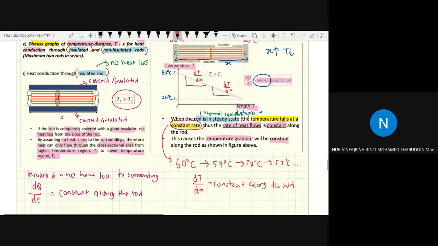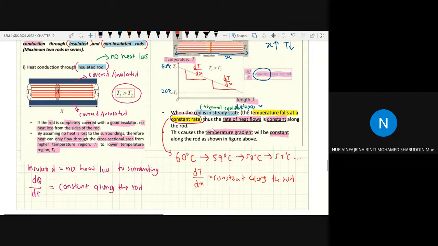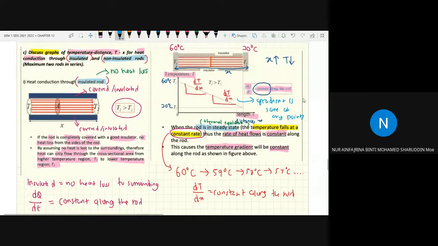Alright. The gradient is still the same at any point. The gradient is the same at any point. Okay, that's all. Can you understand this graph, guys? Okay? Okay, Miss. Alright. If okay, nice.